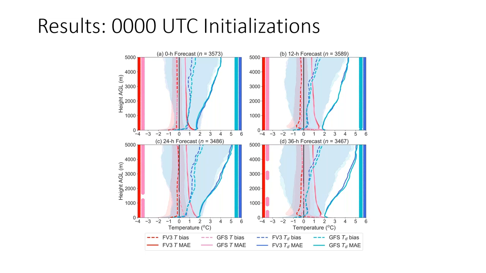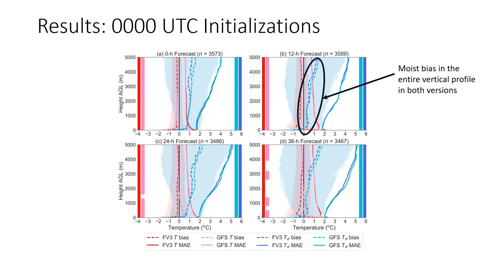Red dashed is the temperature for the FE3. The pink dash is GFS temperature. The blue is FE3 dew point, and the teal color is GFS dew point. And the dots on the sides indicate the statistical significance different from zero, tested using a two-tailed non-parametric Wilcoxon signed-rank test. So there are a few things to note with this.